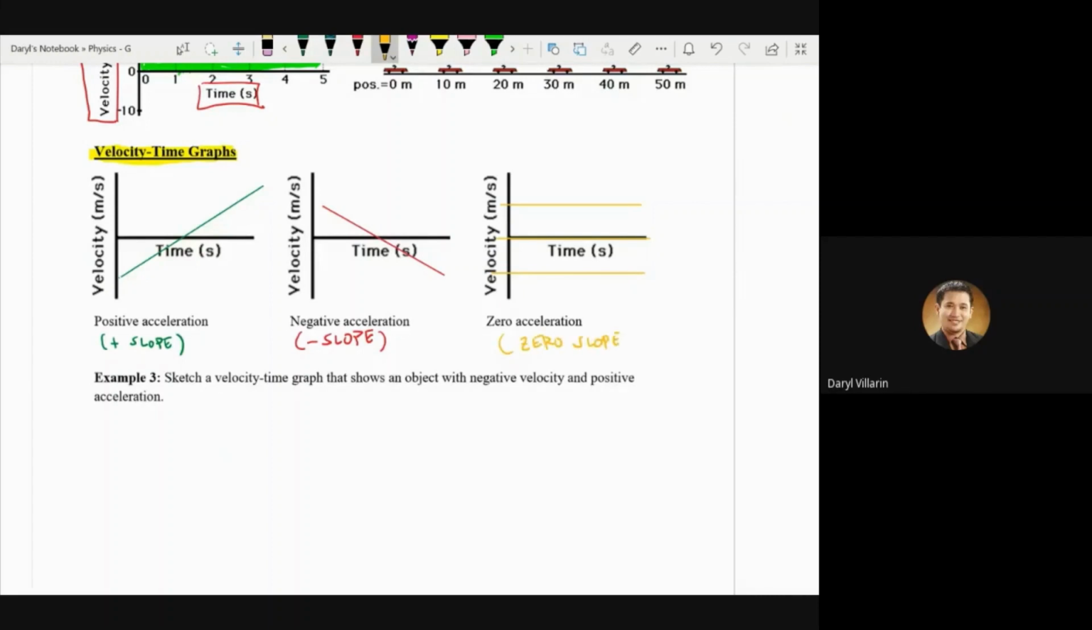Again, zero slope pertains to delta v is equal to 0. Remember that it is undefined if you have delta t is equal to 0. That's undefined because you cannot have a 0 denominator. Okay.